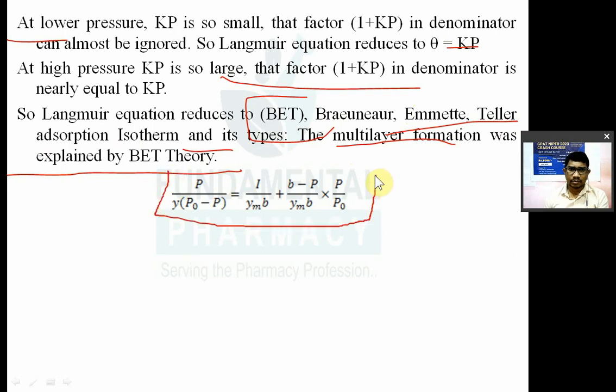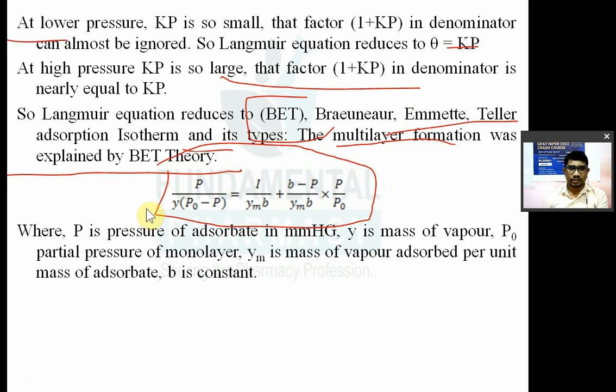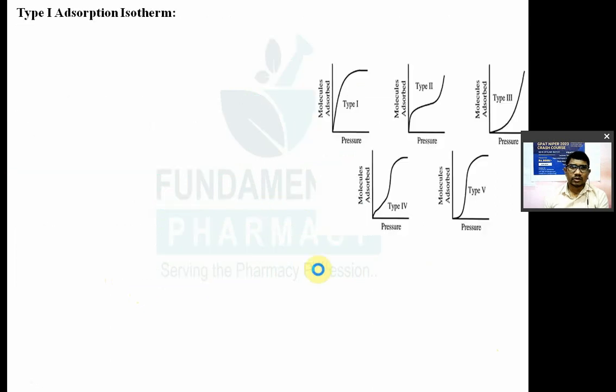P divided by y into P0 minus P is equal to 1 by ymb plus b minus 1 by ymb into P divided by P0. P क्या है? प्रेशर है ना, at absolute in mm per g. Y is the mass of vapor. P0 is the partial pressure of monolayer. Ym is nothing but the mass of vapor adsorbed per unit mass of adsorbent. b is the constant. Different types of adsorption isotherm, क्वेश्चन आता है इसके ऊपर भी.